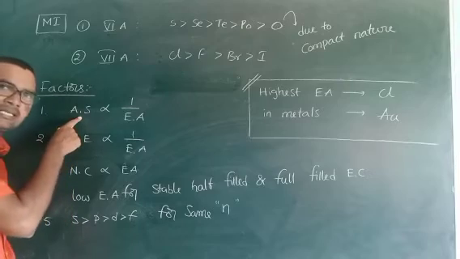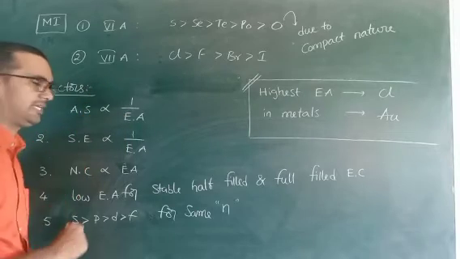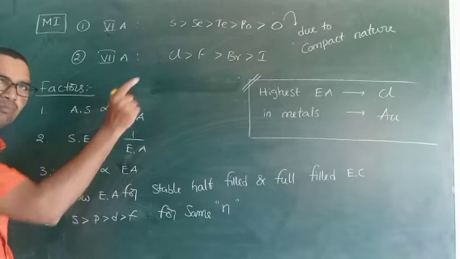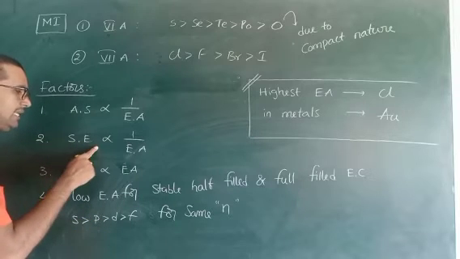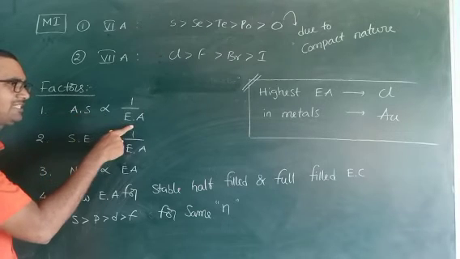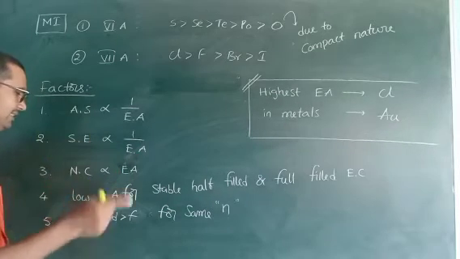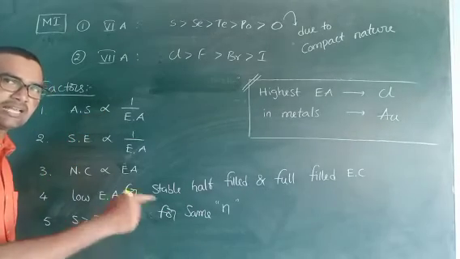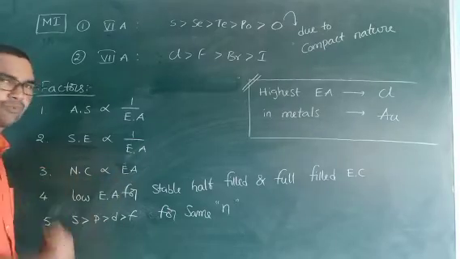Next, factors. If atomic size increases, electron affinity decreases, like ionization energy. These two are inversely proportional to each other. Small size, more electron affinity. Big size, less electron affinity. Same with screening effect: if screening effect increases, atomic size increases, so electron affinity decreases. Next, if nuclear charge increases, atomic size decreases, and electron affinity increases. So nuclear charge and electron affinity are directly proportional to each other.